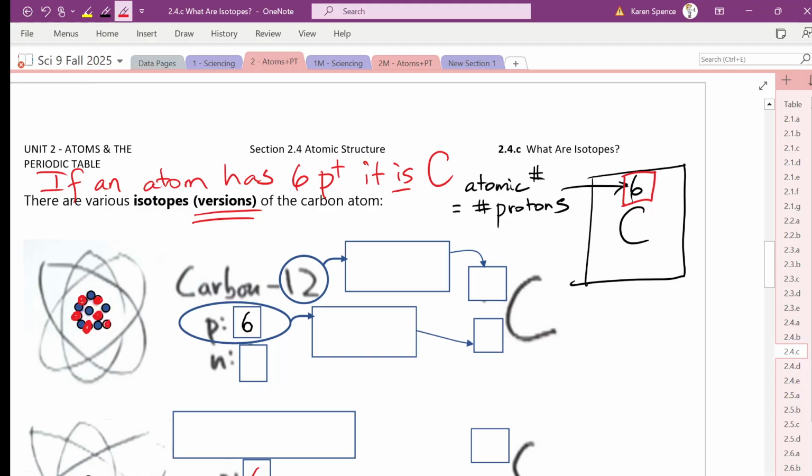What if I added a proton? How many protons would I have? 7, and nitrogen. I would have 7 protons and it would no longer be carbon. It would now be nitrogen. Okay, so if we change the protons, we change the element. Change the number of protons, change the element.